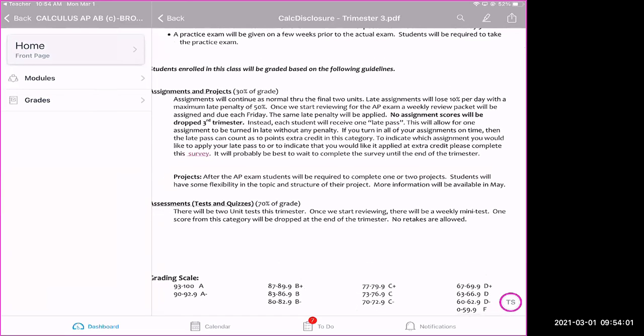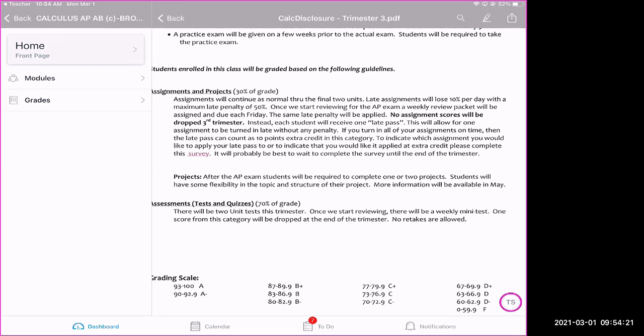Instead, you will receive a late pass. This will allow you to complete an assignment without having any late penalty. The late penalty is the same thing: it's 10% per day until it gets to 50%. But on those weekly assignments, often the weekly assignment would be worth like 150 points, so you don't want to turn that in late.